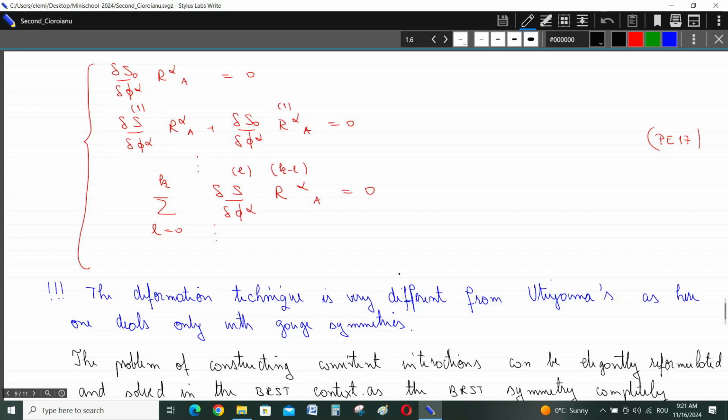Remember here that in this context of the gauge field theory, the Utiyama procedure cannot be used. Remember that the Utiyama procedure assumes from the beginning the existence of matter fields with some rigid symmetries and gauges those rigid symmetries via the introduction of consequent gauge fields.